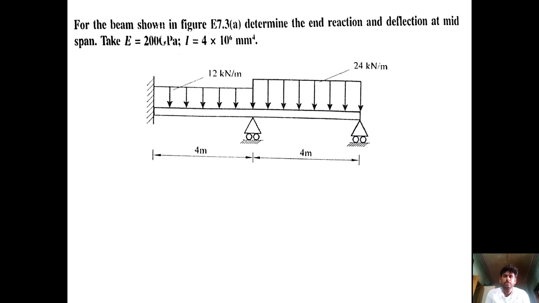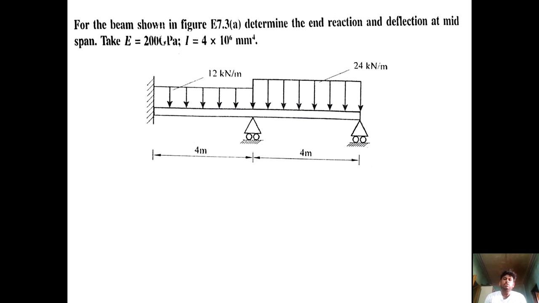Hi friends, I welcome you for the next problem on beams. For the element, or beam, with uniformly distributed load as shown in the figure, I need to find the end reaction forces and the deflection at the midpoint. The value of E should be taken as 200 gigapascal and I is 4 into 10 power of 6 mm to the power of 4.